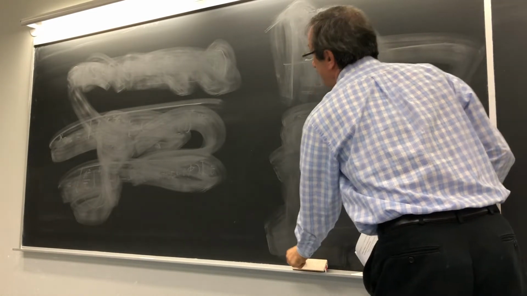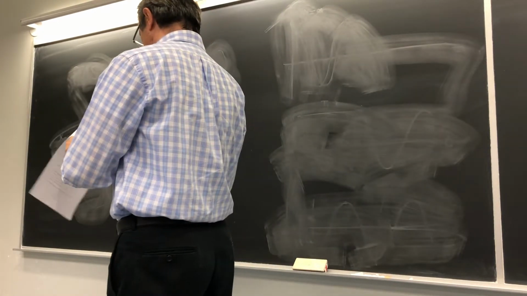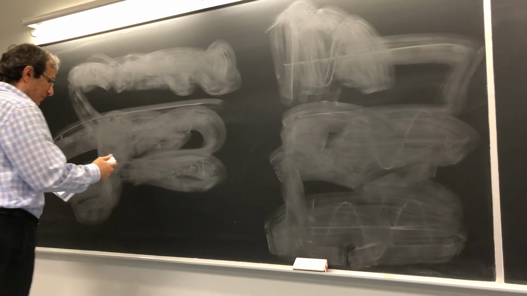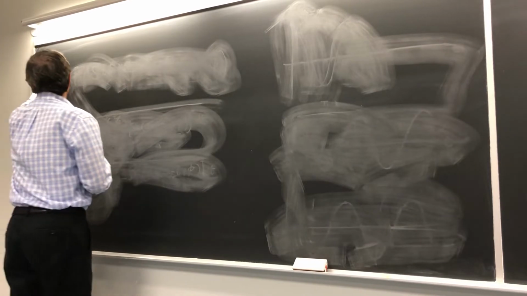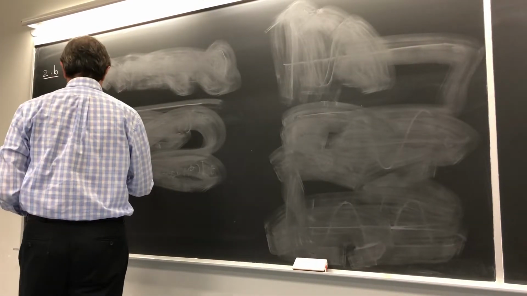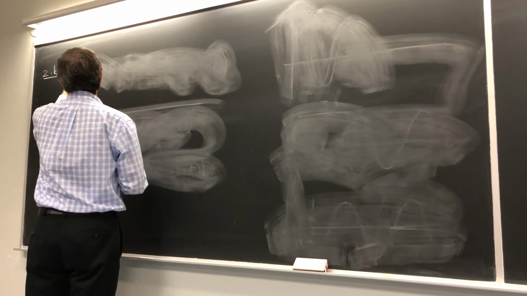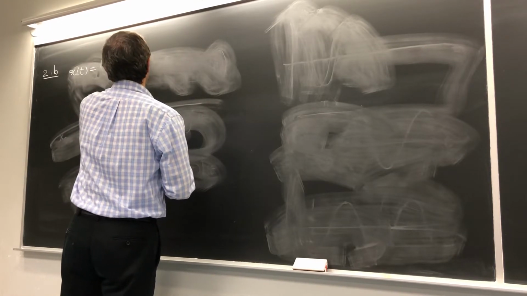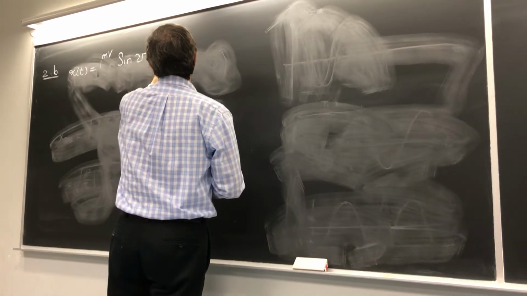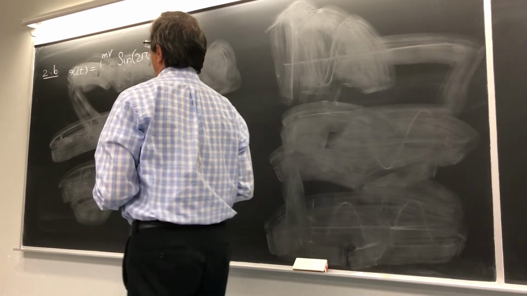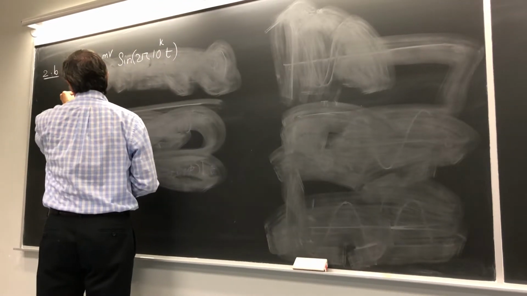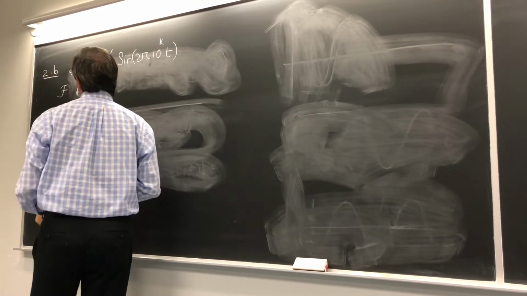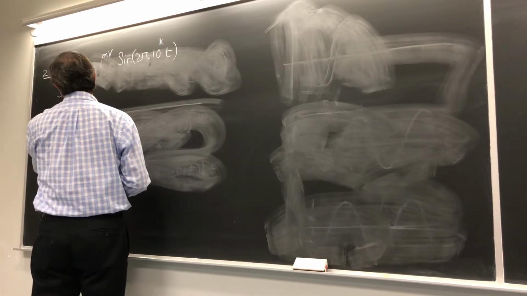But the standard way of finding the output, for instance, for 2D, x of t is 1 millivolt sine 2 pi 10k t, is to find the Fourier transform of your signal first.